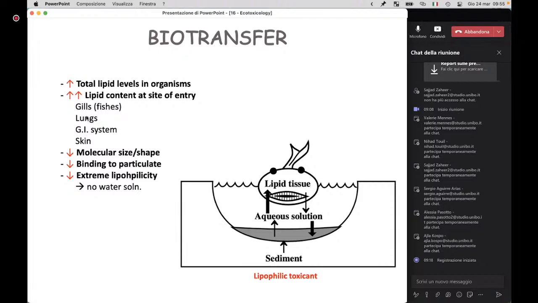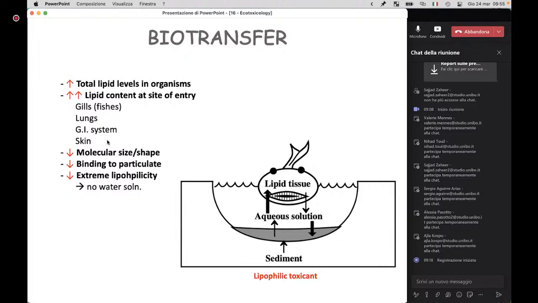So, for example, we have the gills of fishes, the lungs of air-breathing animals, the gastrointestinal system, and the skin. All of these systems are highly lipophilic, and so they are especially good at absorbing lipidic or lipophilic compounds.